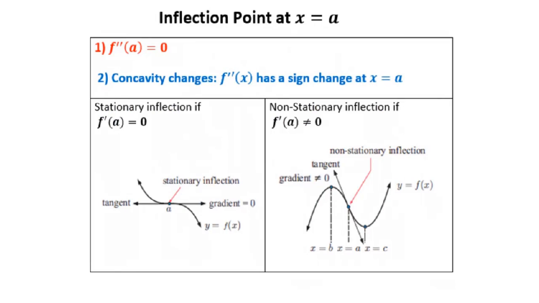Before we move on to the next guided practice, remember for an inflection point at x equals a, make sure the second derivative equals 0, and also there is a concavity change at x equals a. If the concavity didn't change at x equals a, then it's not an inflection point. Also, when the first derivative equals 0 and the second derivative equals 0, this point we call a stationary inflection point. When the first derivative is not equal to 0, this point we call a non-stationary inflection point.